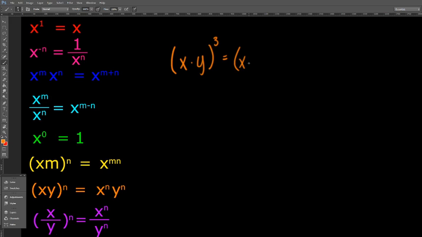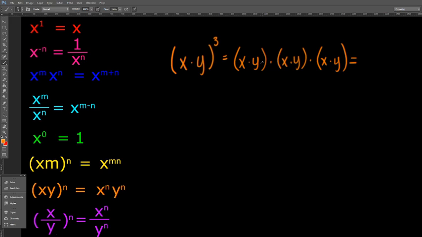So I can group this x times y, that's the first time, times x times y, that's the second time, x times y, that's the third time, right? So this is x times y cubed. X times y times itself 3 times. And what are we doing here? We're doing multiplication. And it is just a fact of mathematics that it doesn't matter the order in which we multiply. We can actually get rid of these parentheses if we choose to.